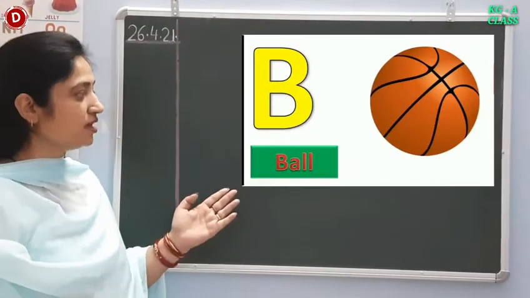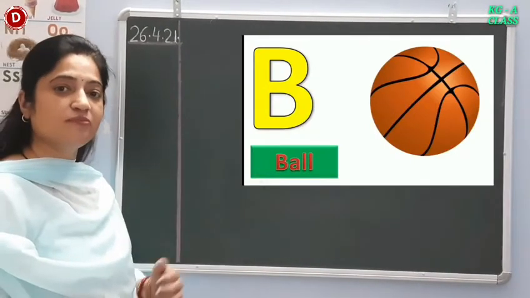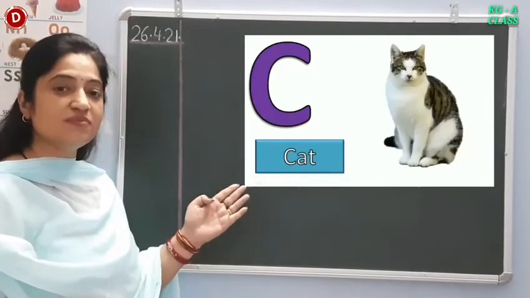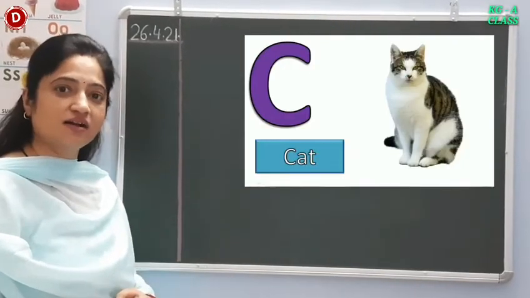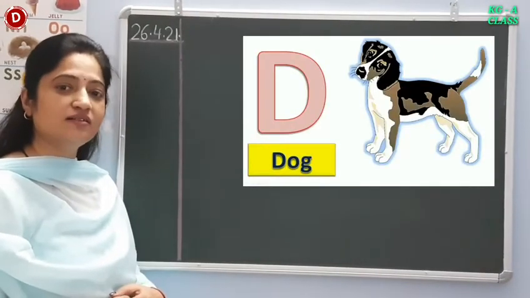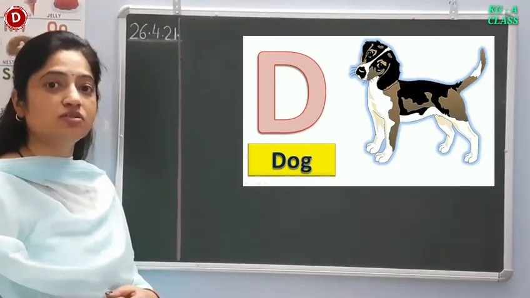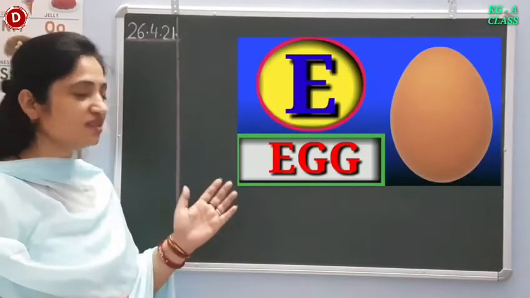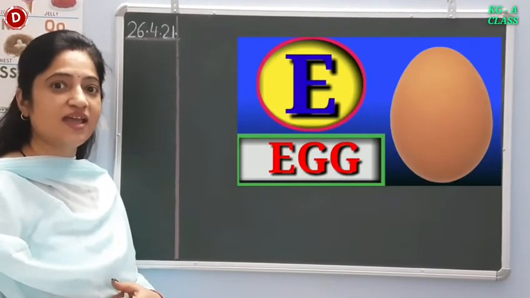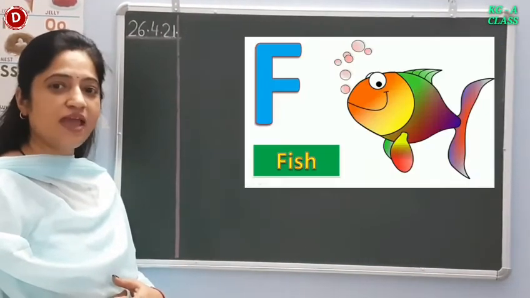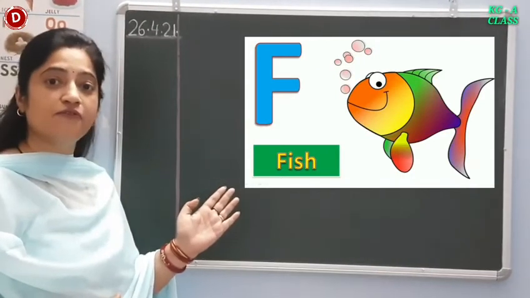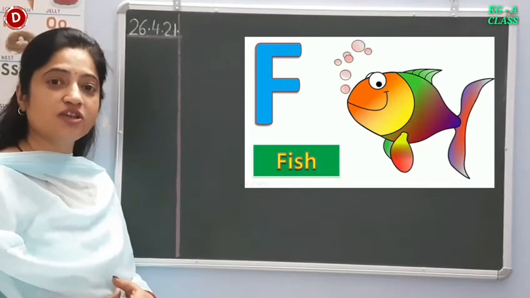Now comes B. B says B. The sound of B is B. Bat, ball. Now comes C. C says K. Cat. This is D. D says D. Dog. Now comes E. E says E as in egg. Now comes F. F says F as in fish.